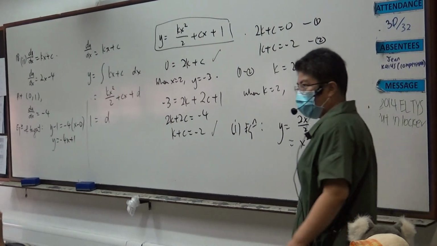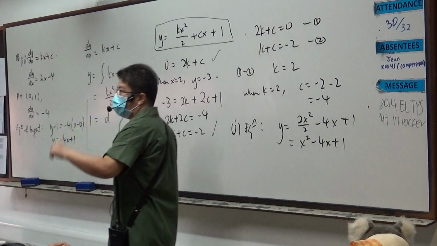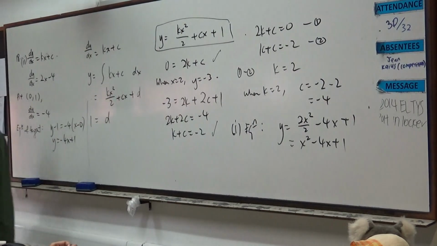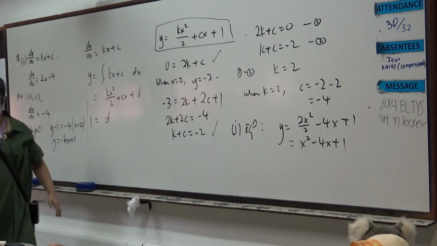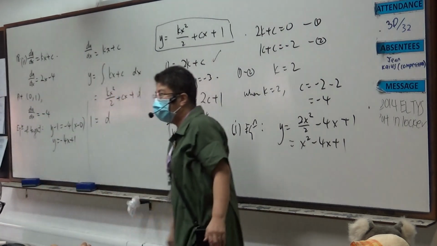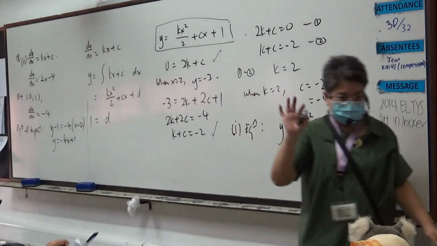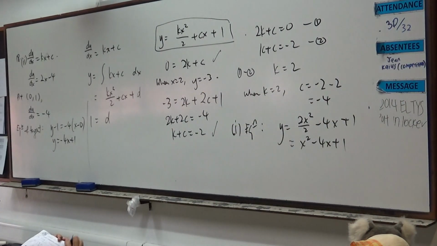Everybody okay? Now what if I change to the equation of the normal, then how? And what's the gradient? 1/4. Understand or not? 1/4. So you must be able to flip like that. Then you can get the answer. Everybody clear? Okay, so I finished 16.1.